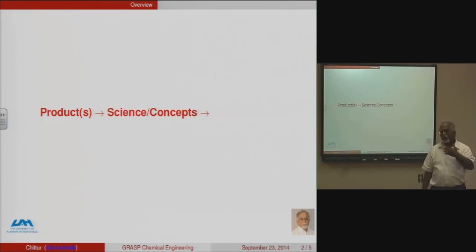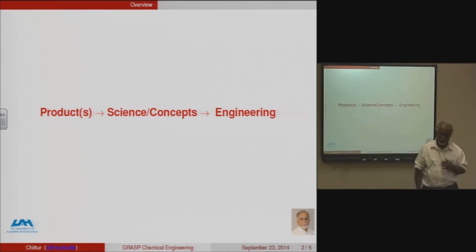We're going to take a look at the concepts from the enabling sciences that are involved and important in those products. And then take a look at the role of the chemical engineer in using and understanding the sciences, and then understanding how the product is actually made. So that's the way we're going to approach it.